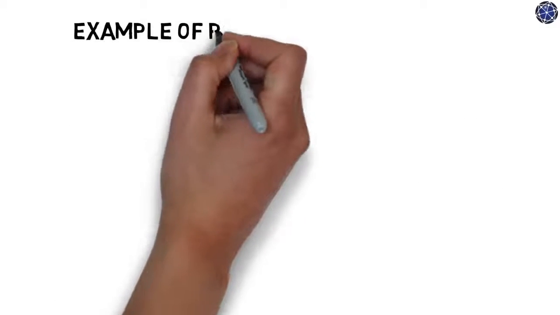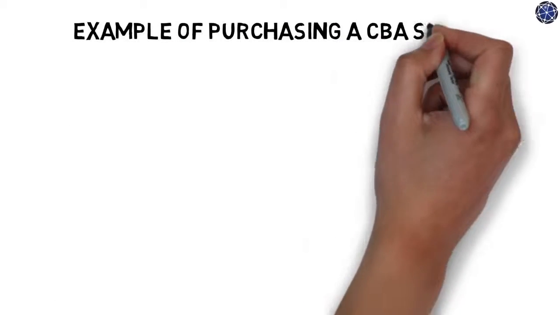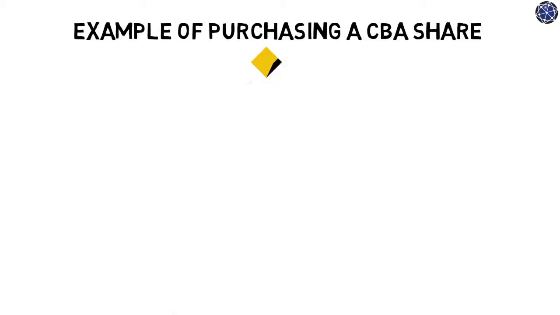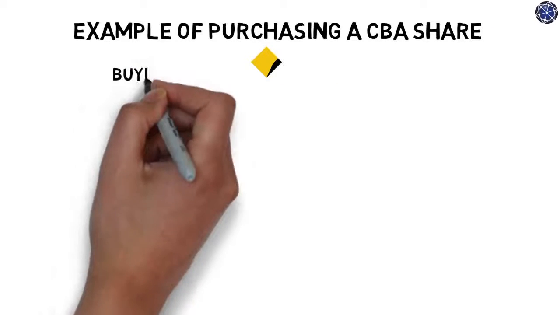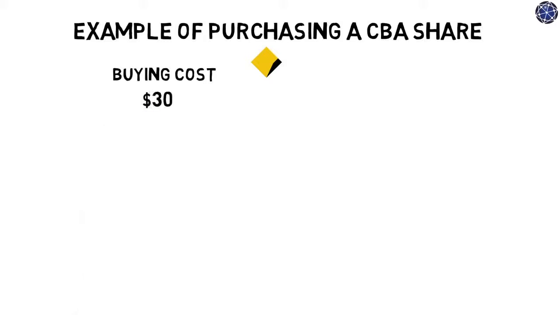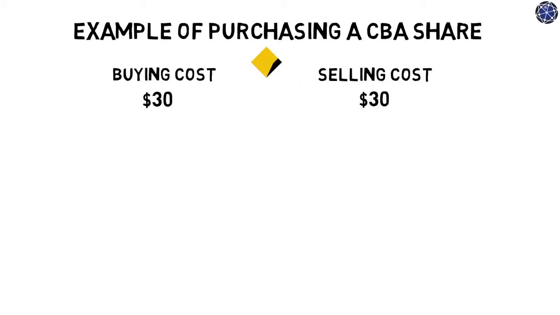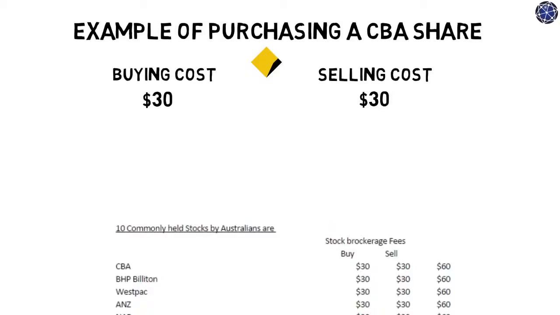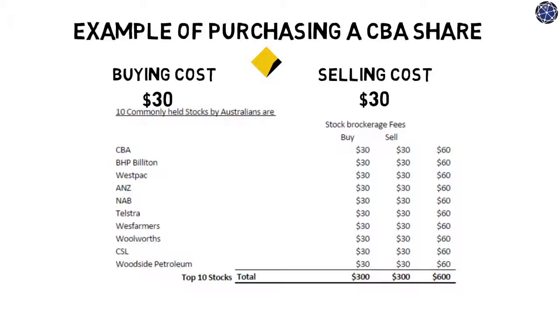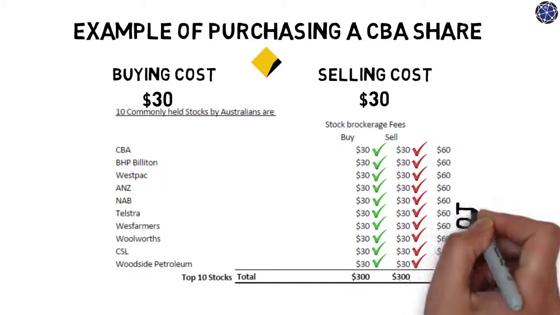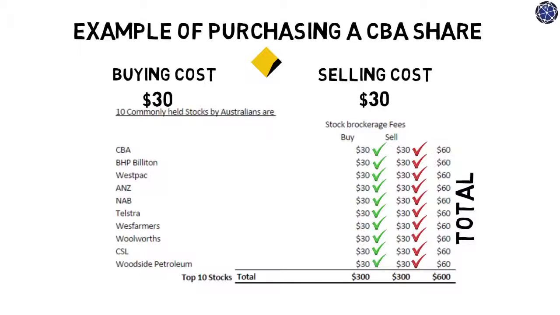Let's now look at an example of purchasing a single share on the ASX. If purchasing some CBA shares, you can see that it would cost you in broking fees around $30. When selling shares, it would generally cost you another $30. If you were to construct a full portfolio with some of the top 10 ASX listed shares, it would generally cost you around $300 to buy in and $300 to sell, totaling $600 of broking fees.